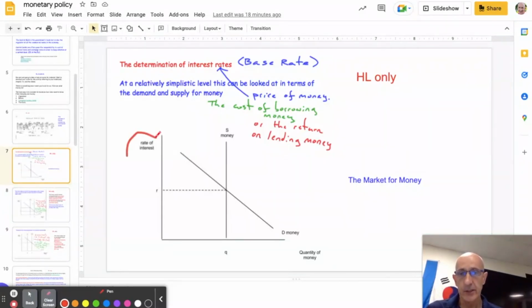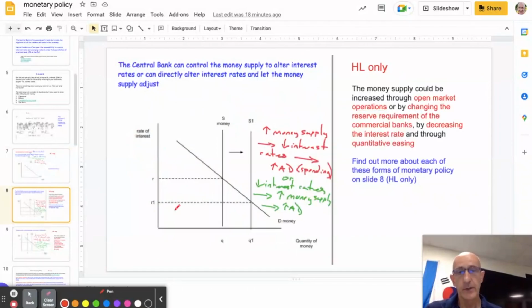Here, the rate of interest is the price of money. So we don't put price, we put rate of interest, quantity of money on the bottom. Demand for money is like a normal demand curve. Supply of money is thought to be fixed at any one moment in time. But the interaction of the two leads to an equilibrium rate of interest at that point there.